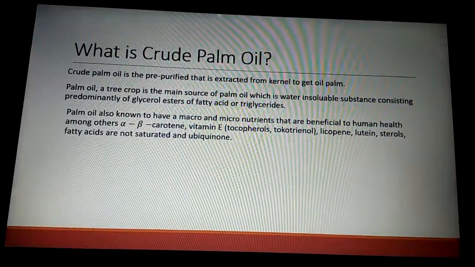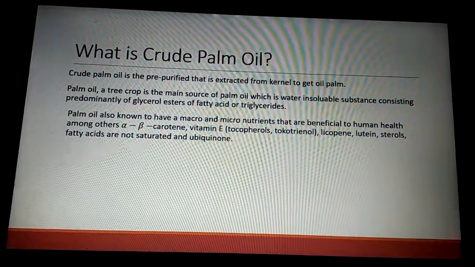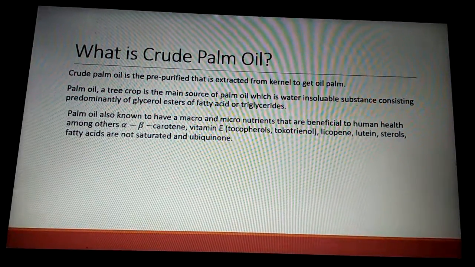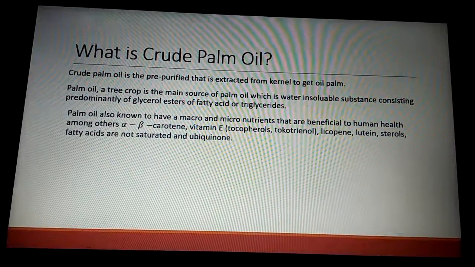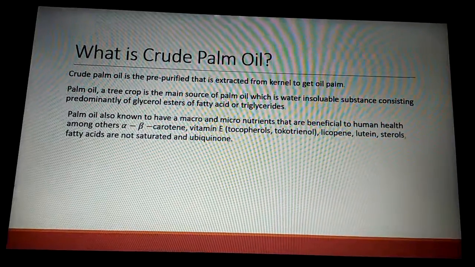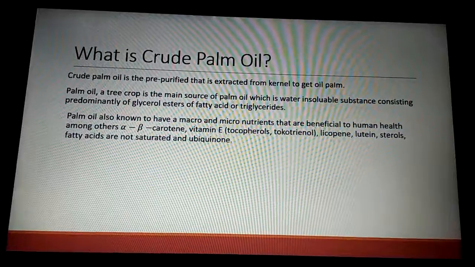And vitamin E directly serves as a natural antioxidant, protects cell membranes from oxidative damage, reducing the risk of heart disease, potentially boosting the immune system, and potentially reducing the risk of Alzheimer's disease.